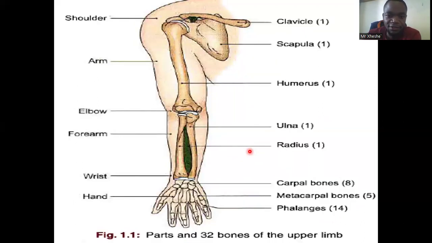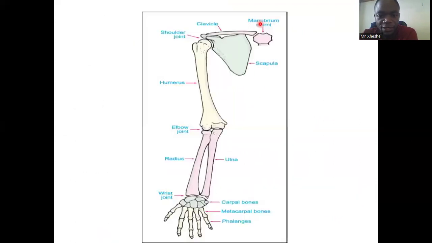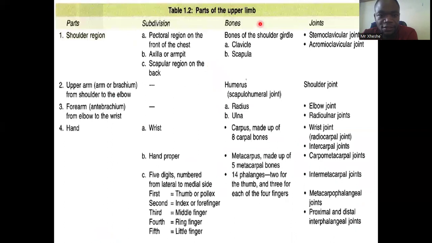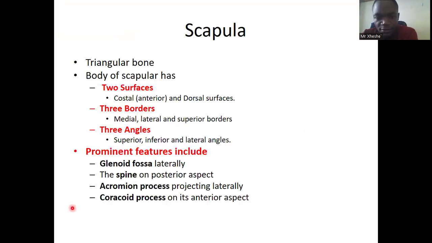So we start discussing the upper limb from the clavicle all the way down to the phalanges. This is a breakdown of the parts of the upper limb, their divisions and joints. First of all, these are the bones that make it up. And here we have the joints. So you can look at that in your own free time.